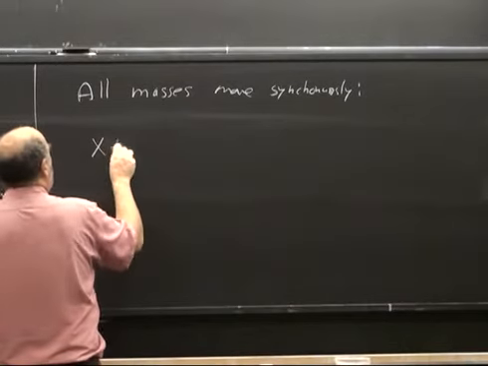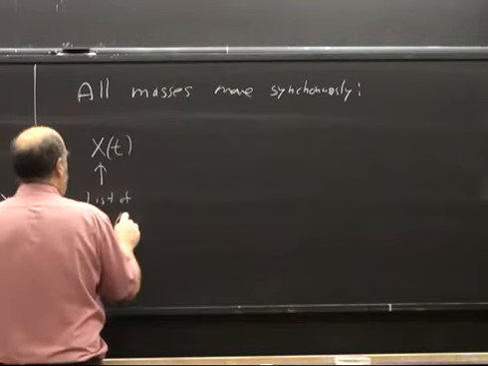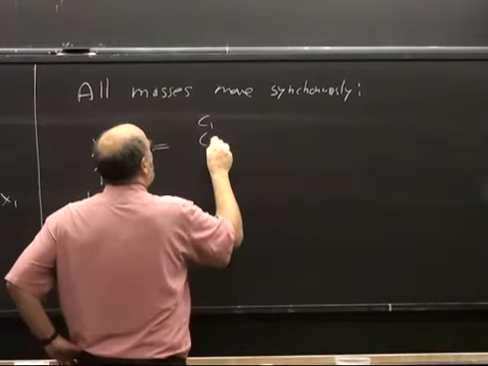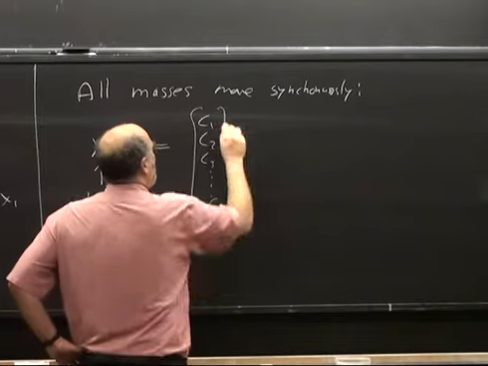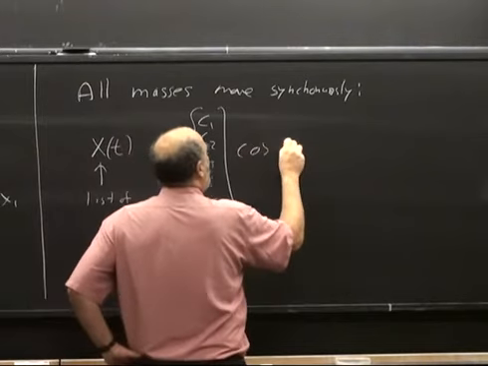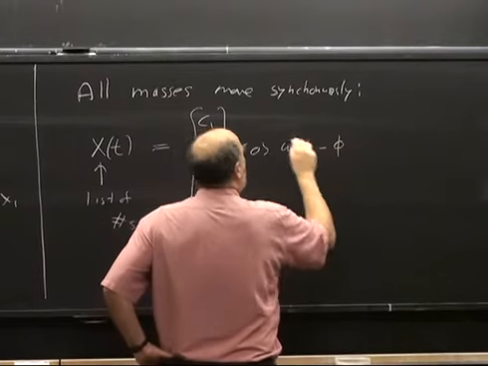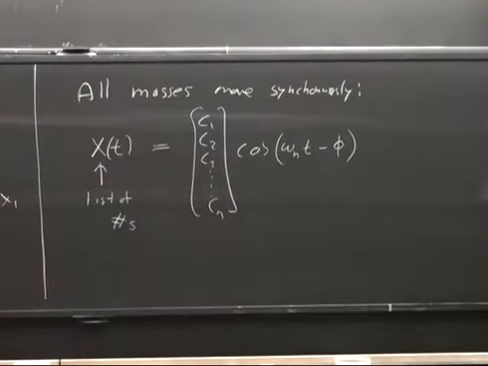X of t, and this is now a list of numbers, is always going to be some constant 1, constant 2, constant 3, down to constant n, if we have an n degree of freedom, times cosine of some omega natural t minus some phase shift. They're all moving in a cosine wave or a sine wave or a mixture of the two synchronously.